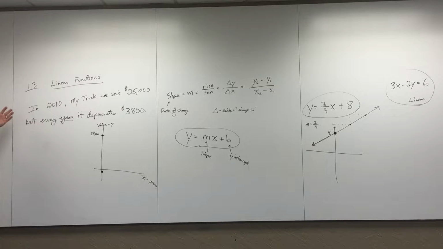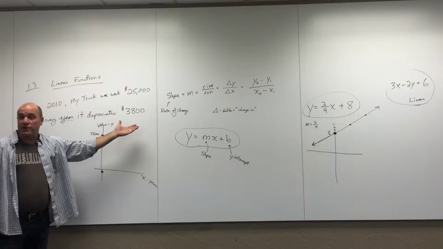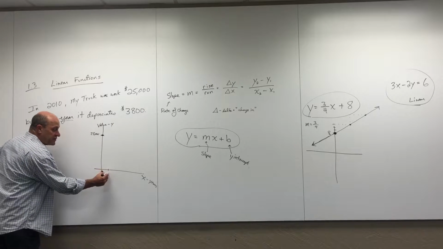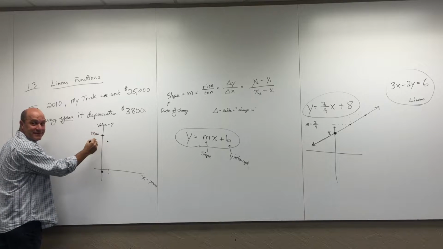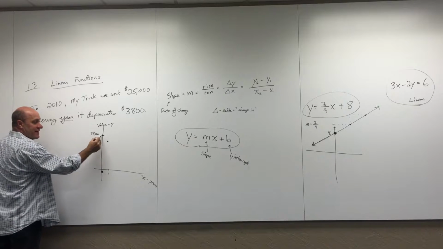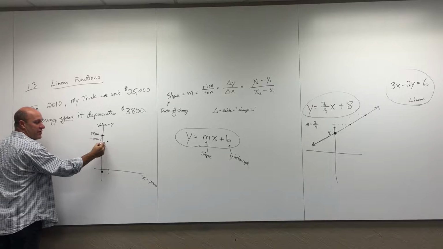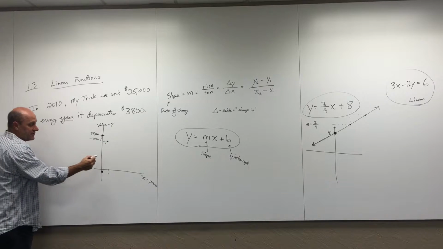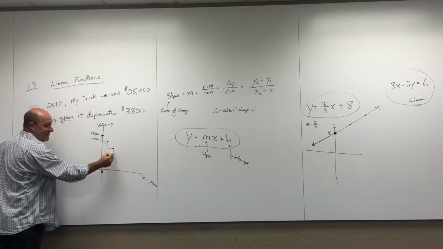What happens every year after that? It depreciates $3,800. So it loses value. That means 1 year goes by. What just happened to my truck? It's lost some money, right? It went down 3,800 and over 1. Yep. What happens the next year? Down 3,800 over 1. Down 3,800 over 1.